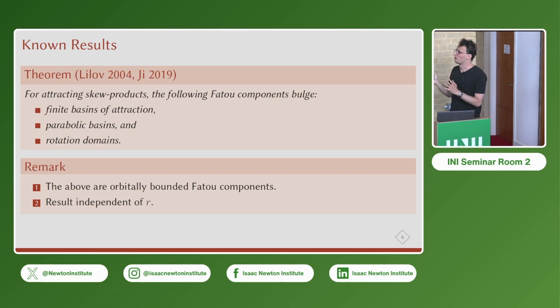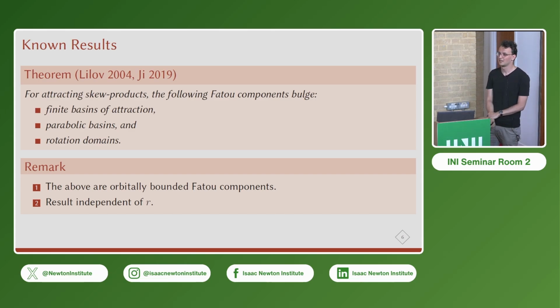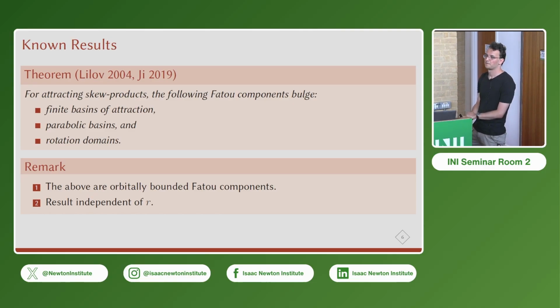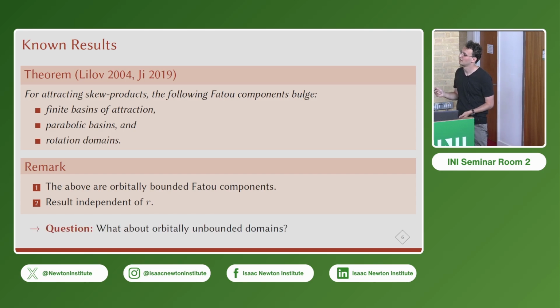So this is what we know for orbitally bounded Fatou components. Then, yes? So if F0 has, say, an unbounded sequence, that's not real Fatou. Yes. It's not about boundedness of the Fatou components, it's about orbitally boundedness of Fatou components. So if you have a Siegel disk, you always stay orbitally bounded. Yeah. But good question. It's really just about the orbits, not about the Fatou component.